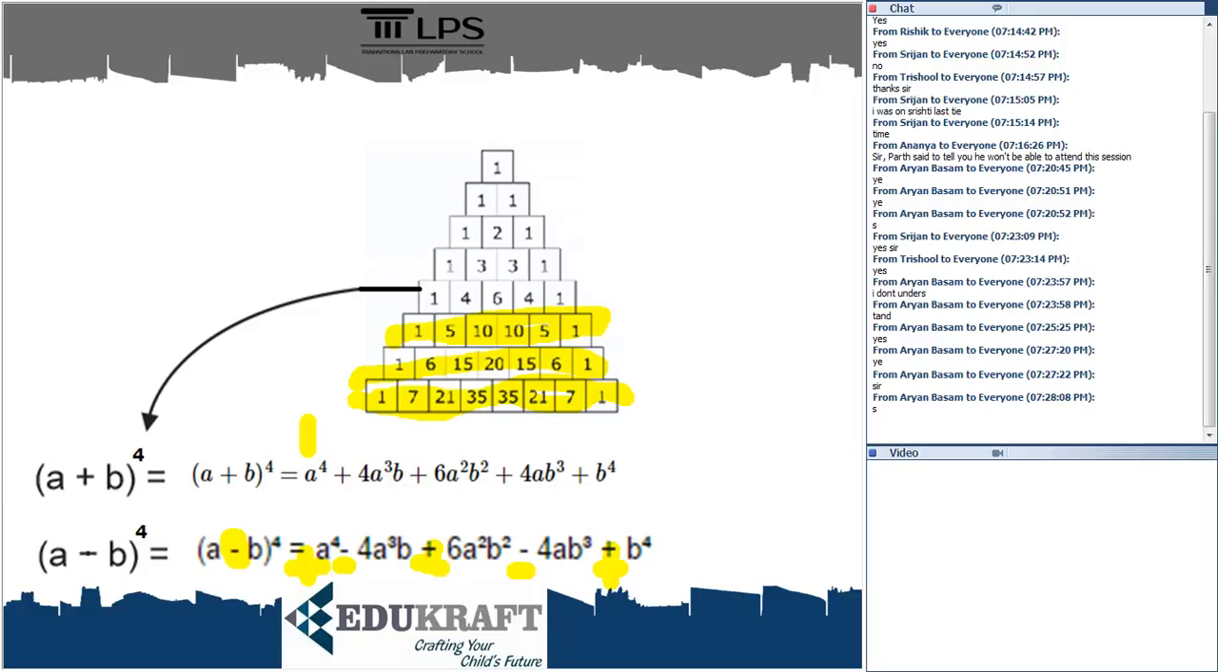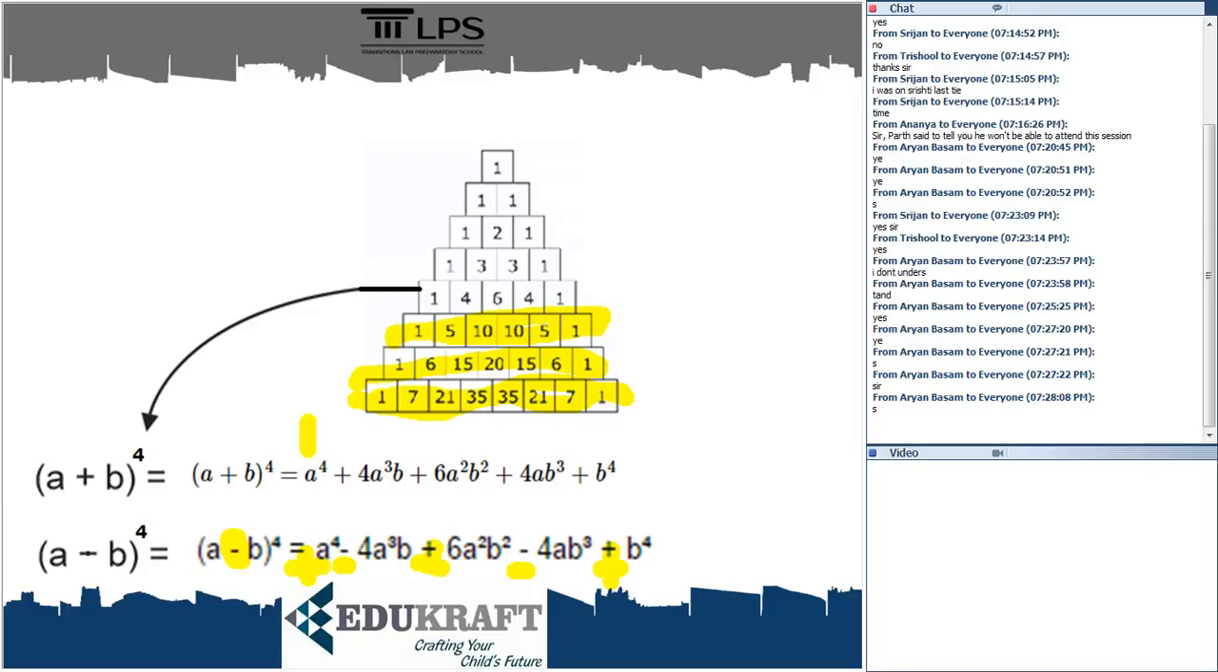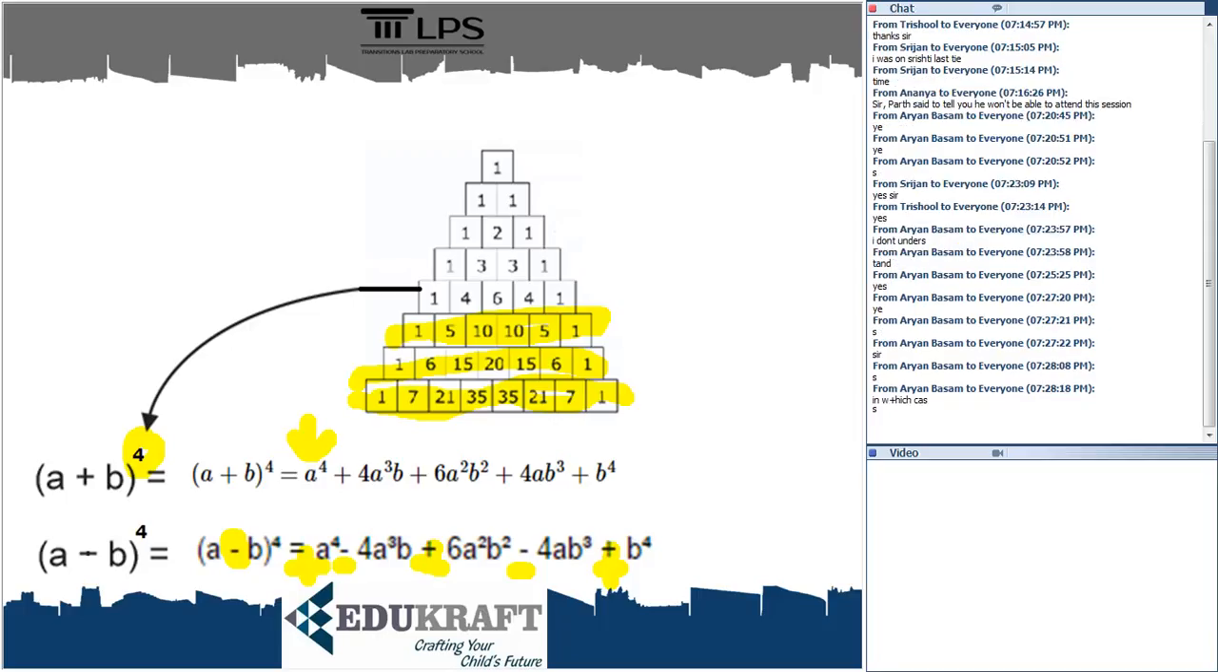The power of a is going to descend from the highest power of 4. So 4, 3, 2, 1, 0, and remember you have to go up to 0. And the power of b is going to ascend starting from 0, then 1, 2, 3 and finally 4.